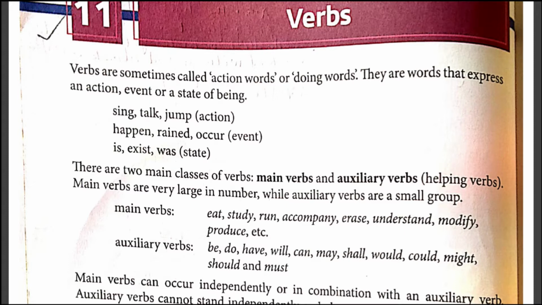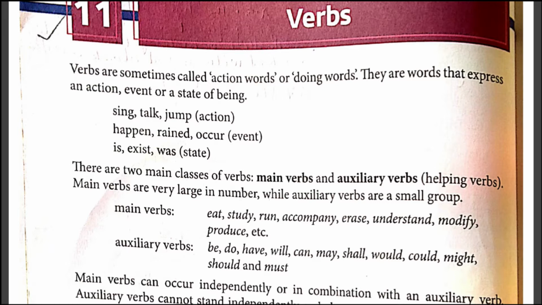We had another group: happen, rained, occur. So, what are they? Events. We had one more subgroup, that is, exist, was. It talks about state of being.